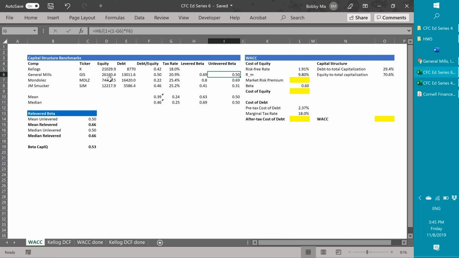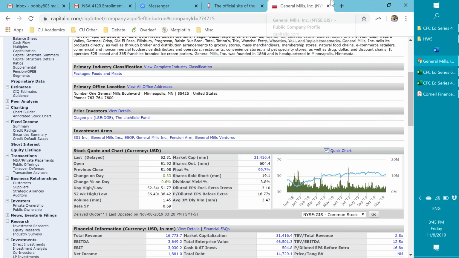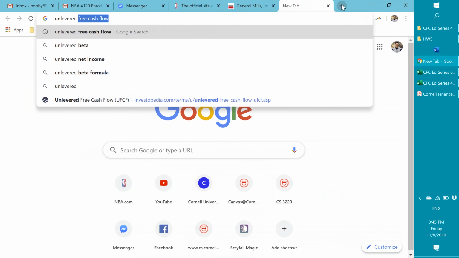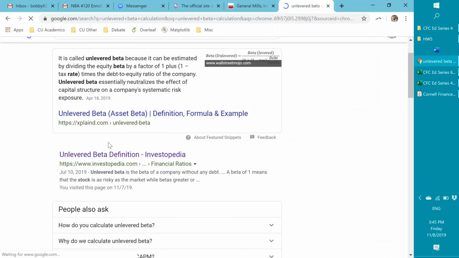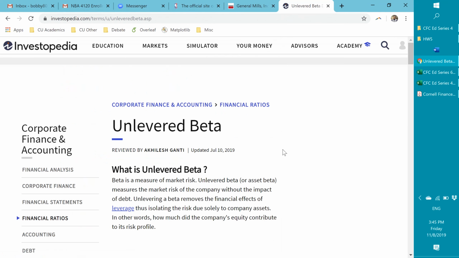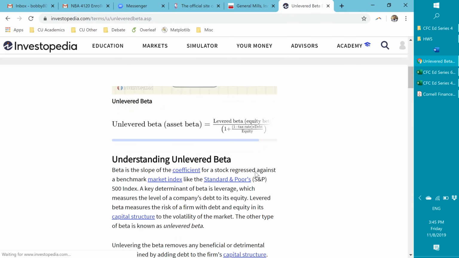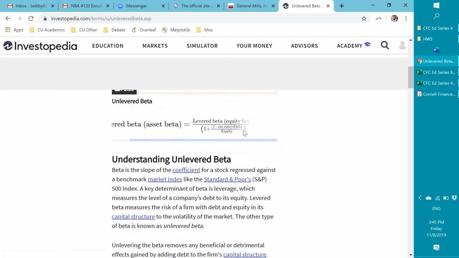Great. And then you have the unlevered beta. This is a complex equation, so you could just take this template and plug in the numbers for your pitch. I will send out this link, but Investopedia is a great resource. This link will explain why this is. So this is the equation.